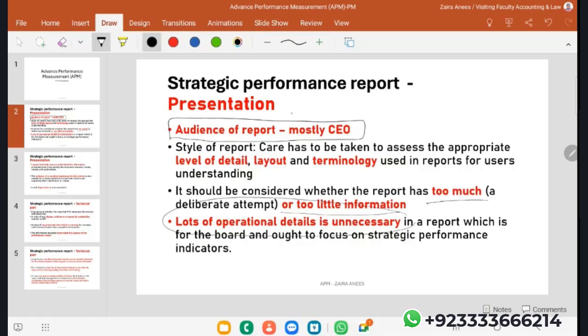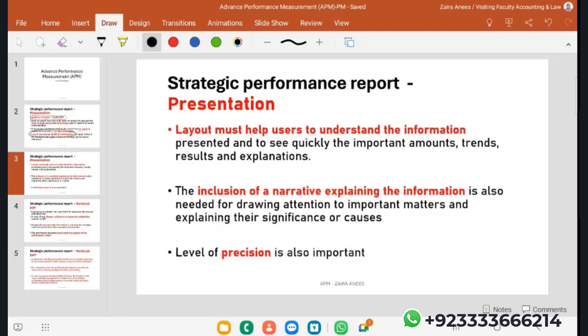The report should not contain operational information, because operational details are not required by the CEO. So if you see a strategic report where operational information is mentioned, you need to highlight it, right? Then the layout must help users to understand the information.